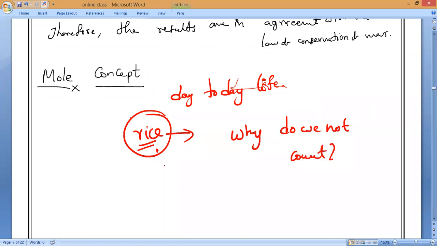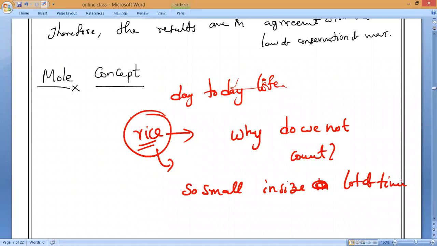Because what is the size of the rice? It is very small. They are so small in size. So it will take a lot of time, more time, to count them. That is my question: how much time will it take? It will take a lot of time to count them.